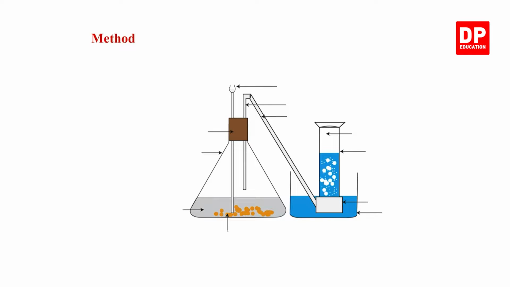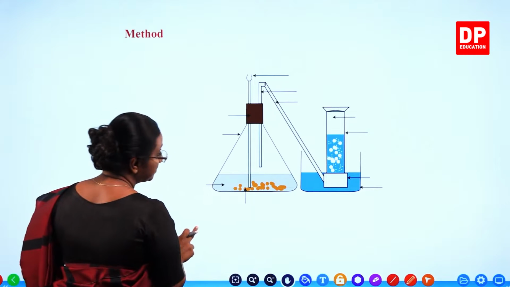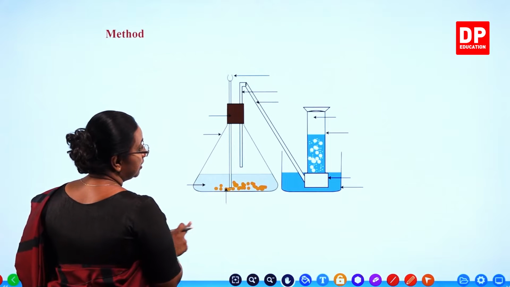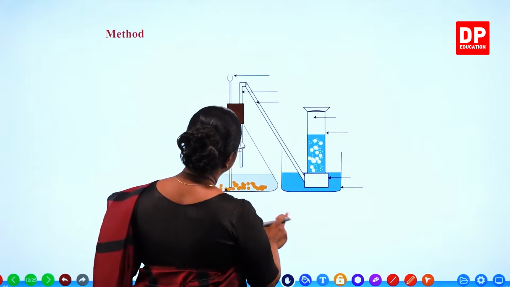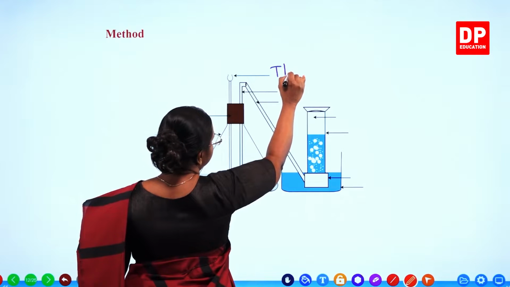Method. Now here you can see everything is connected together. I will label them starting from this side first. So this top one is the thistle funnel.